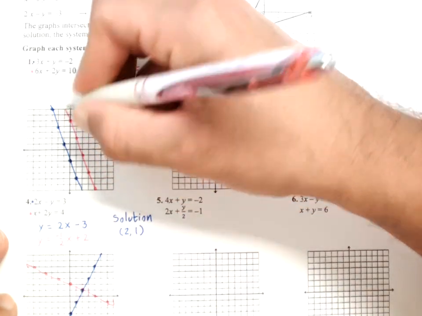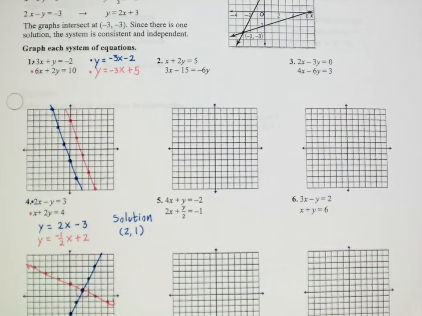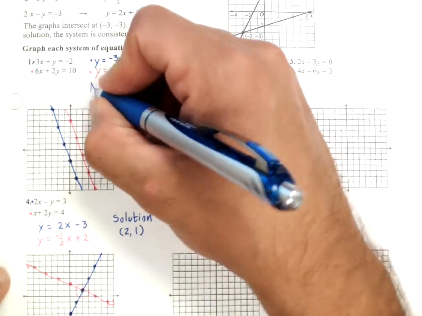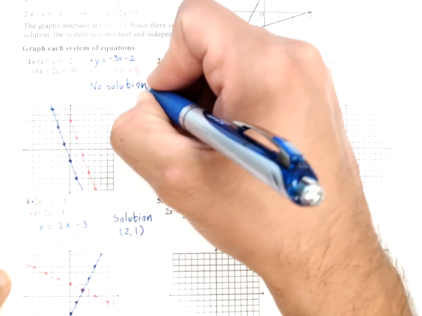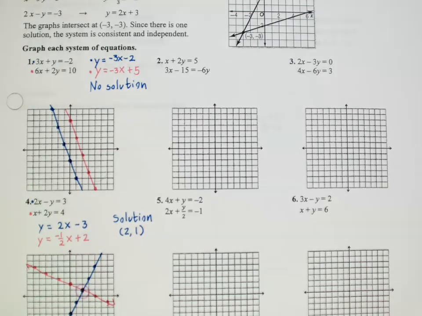If I were to ask you where the two lines intersect, the answer is they don't, because these two lines are parallel. So if you have two parallel lines, the answer is no solution because they do not intersect. Remember, the solution to a system of linear equations is where they intersect. In this case, because they don't intersect, you have no solution.